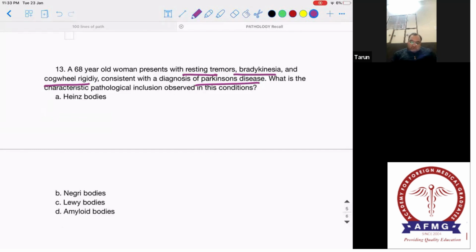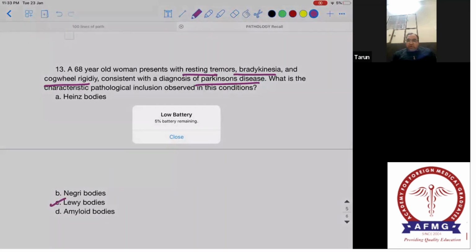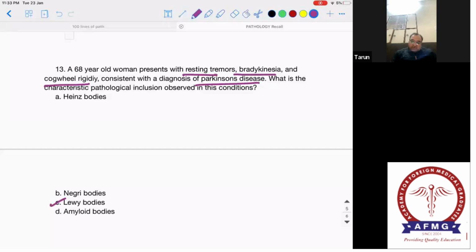Okay, so we all know that the presence of Lewy bodies is seen in these cases. So I think it's very straightforward. Heinz bodies are not seen in this brain lesion. They are seen in G6PD anemia. Negri bodies are seen in rabies. Amyloid bodies are seen in Alzheimer's.